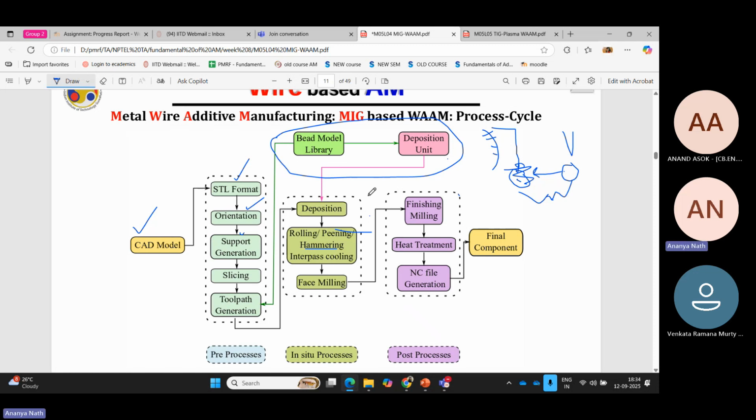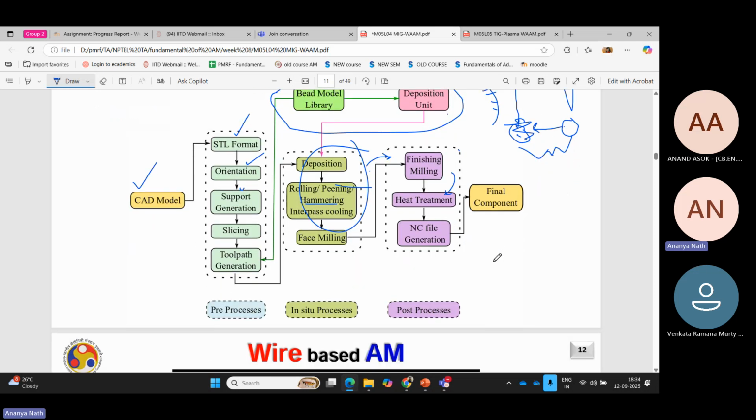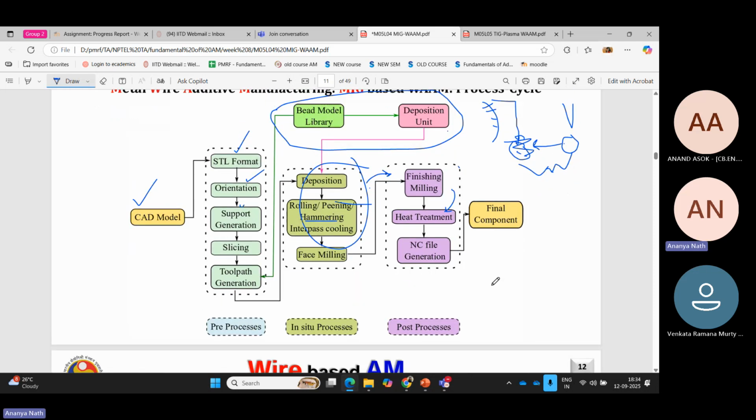As I'm talking about the deposition process here, I didn't mention the stress relief. But now when you go towards the finishing of the part, we go to the heat treatment, because that is something you have to do after any metal additive manufacturing process. And after everything, your final part is ready for the application. Any more doubt you have on this slide?